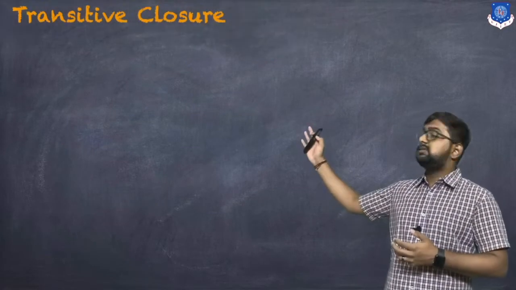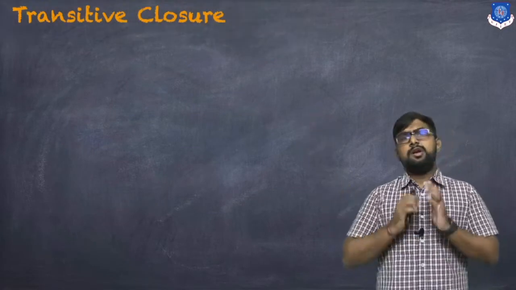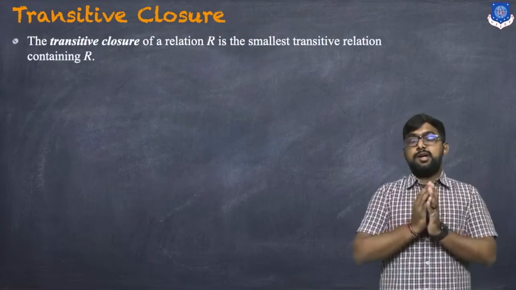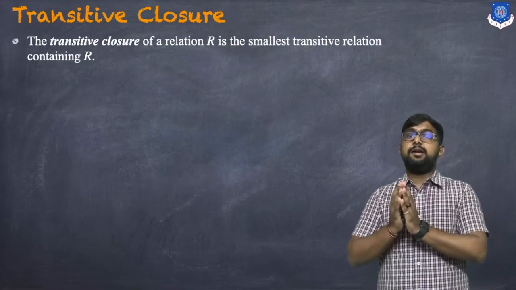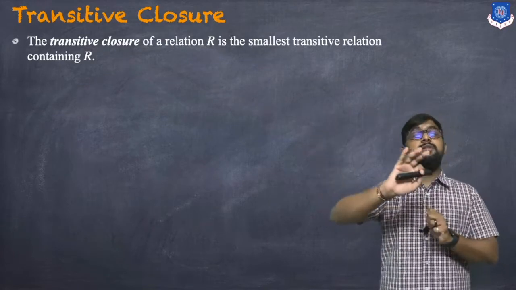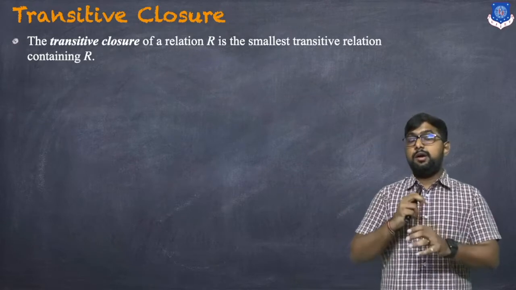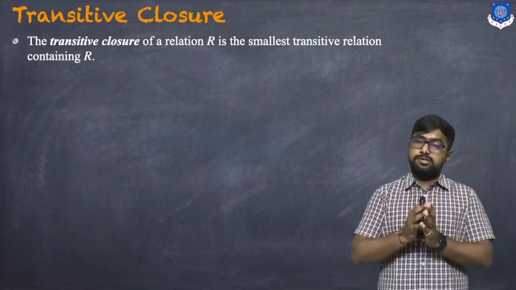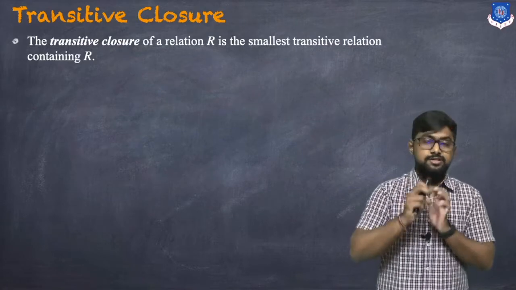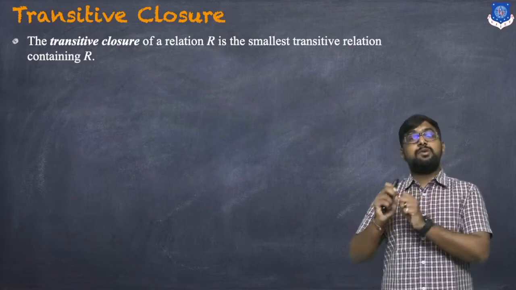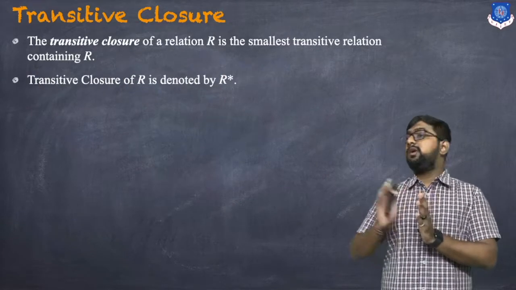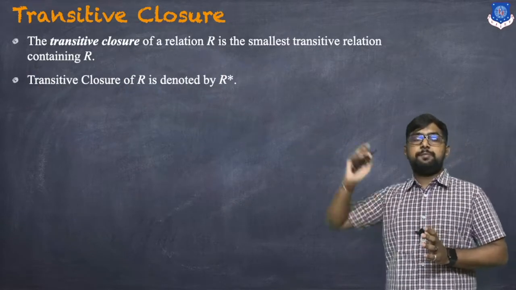So first, let us understand what is a transitive closure. Now we all know what a transitive relation is. The transitive closure of a relation R is the smallest transitive relation containing the given relation R. Again, I'm repeating, it is a relation, it is the smallest relation containing R, and it has to be a transitive relation. So the transitive closure is denoted by the symbol R star.